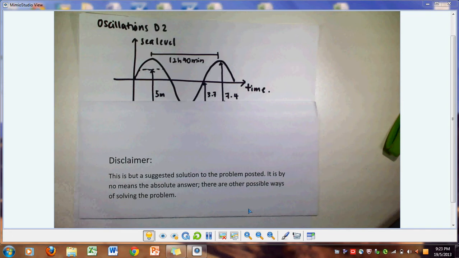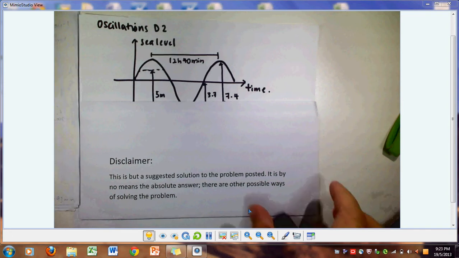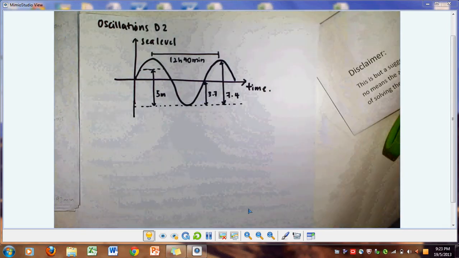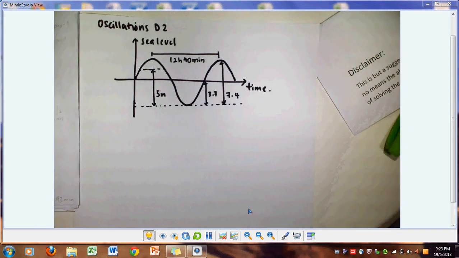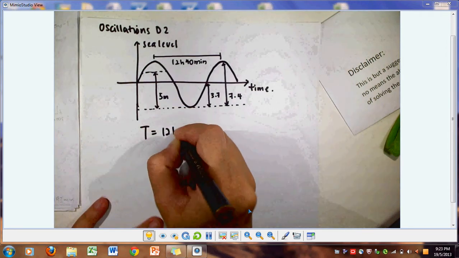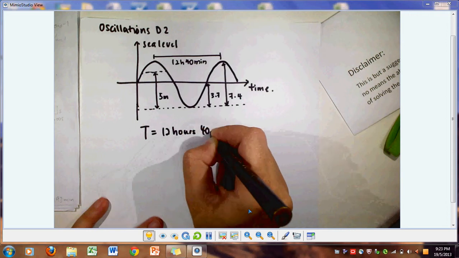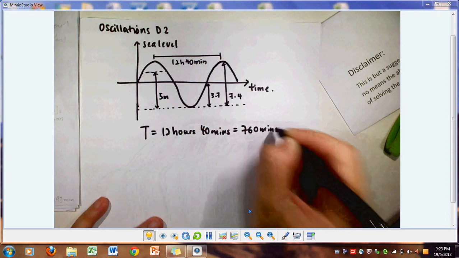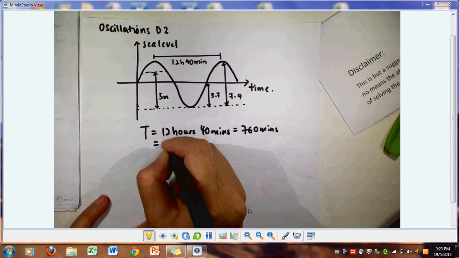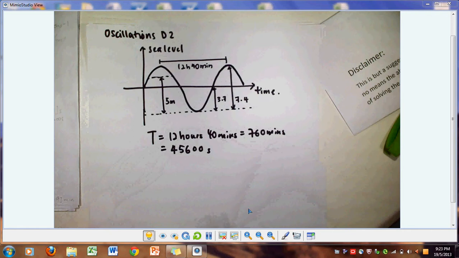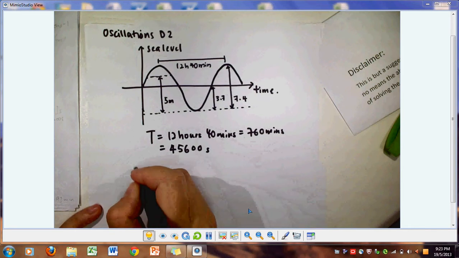Discussion question D2. The question says that at Liverpool the tide is nearly sinusoidal and it has a period of 12 hours 40 minutes. So I know that T equals 12 hours 40 minutes, which works out to be about 760 minutes. And if you want to find it in terms of seconds, it's 45600 seconds.